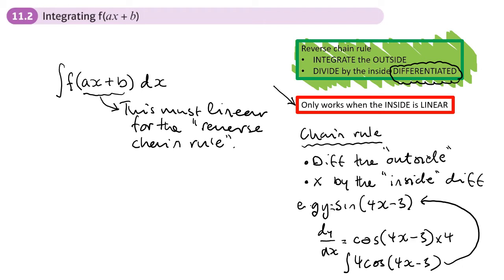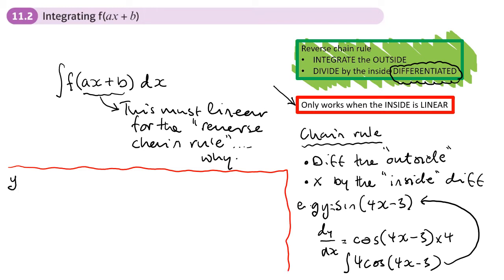Why? Let's do an example where the inside isn't linear and see what happens. So let's say that I had y equals, so we're working out why this doesn't work, y equals, let's go for cos(2x squared minus 1), and let's say we wanted to integrate that, so we're going to try and integrate that using the reverse chain rule.